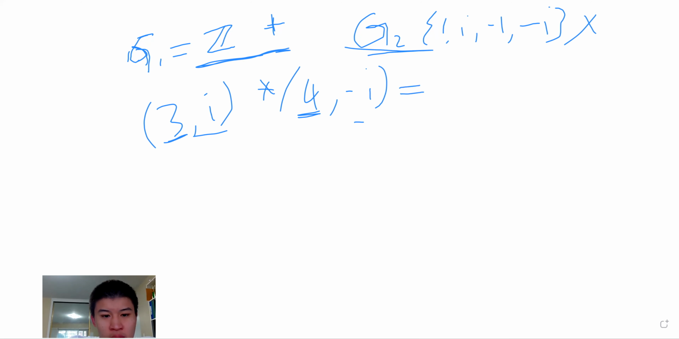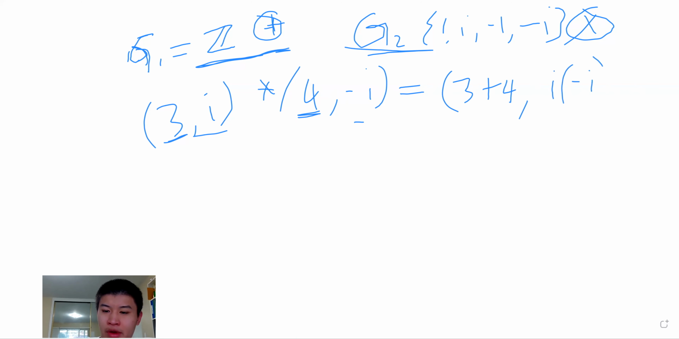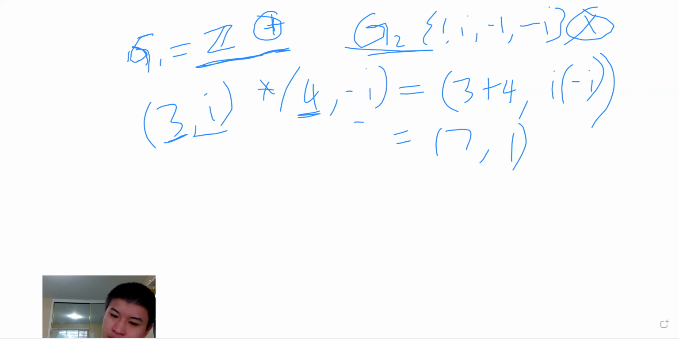And that will equal, we perform the respective operations for each component. So let's say that would be 3 plus 4 because the operation of G1 is addition, and i times -i because the operation for G2 is multiplication. That would give us 7 and 1, since i times -i is 1. So we just took a direct product of these two elements.